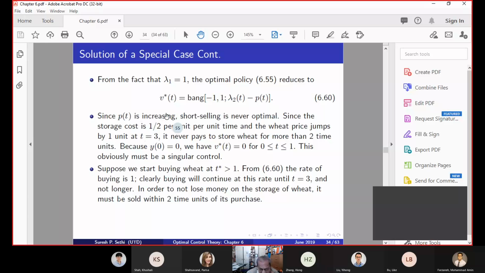Since PT is increasing, we know that short selling is not optimal. We don't sell now and buy later, which is at price 4. We don't sell at 3 and buy at 4.